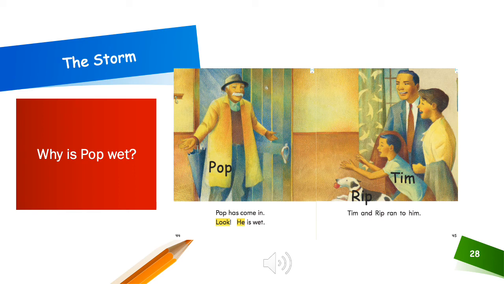The Storm. Pop has come in. Look, he is wet. Tim and Rip ran to him. Why is Pop wet?